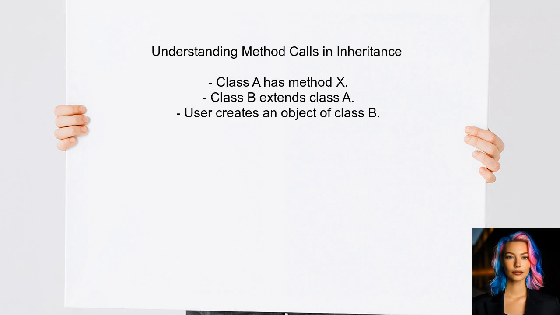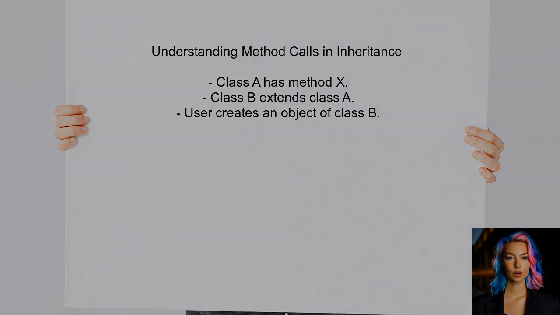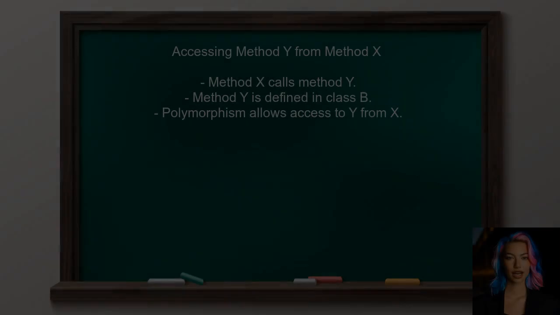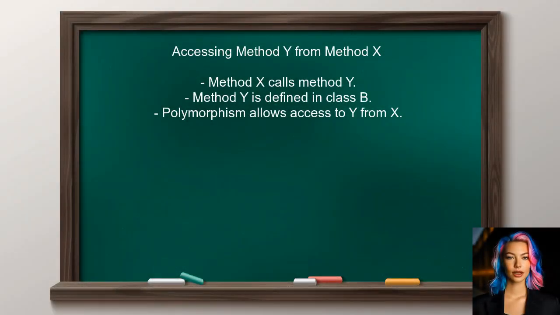When the user creates an object of class B, they can call method x, which is defined in class A. Inside method x, there is a call to method y. Since method y is defined in class B, it can be accessed when the object of class B is used. This is due to polymorphism in object-oriented programming.